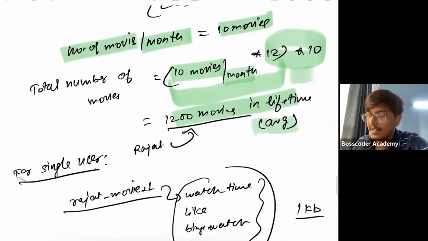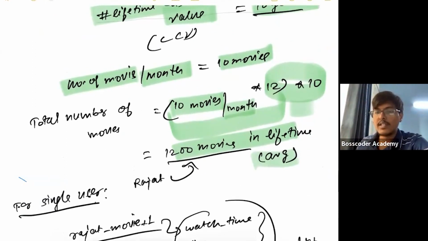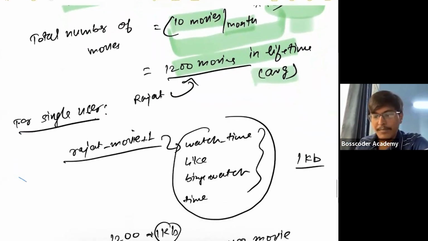What is not clear, Saksham, in this? Any user is watching 10 movies on an average in a month. So how many movies are they going to watch in 1 year? 12 into 10, because a year has 12 months, which will be 120 movies in a year. And now we are considering that this user will stay on the platform for 10 years. So they will be watching 120 a year. So how many will they watch in 10 years? 1200 movies in lifetime. Yeah, Saksham.